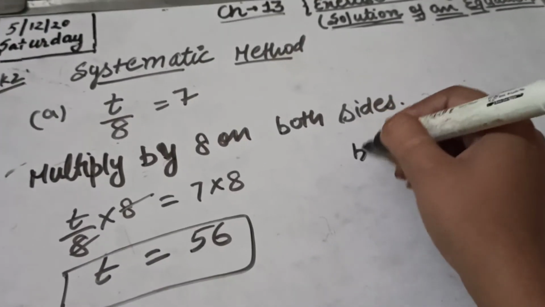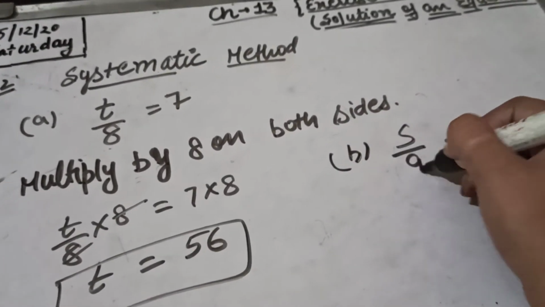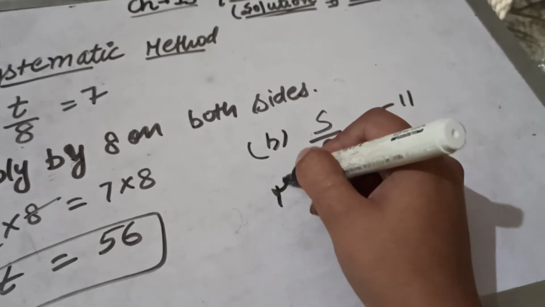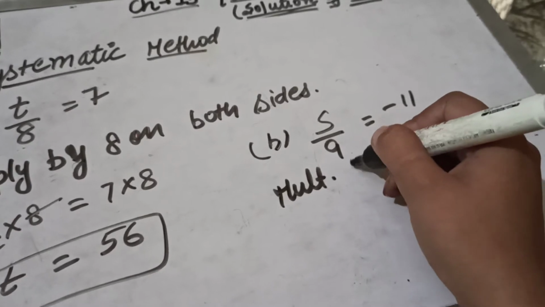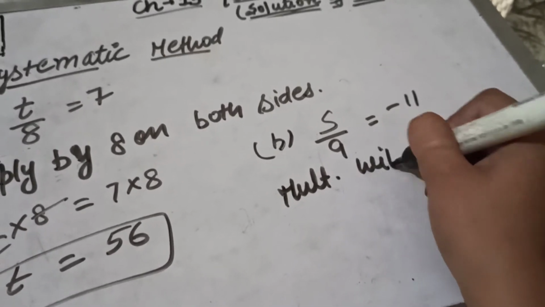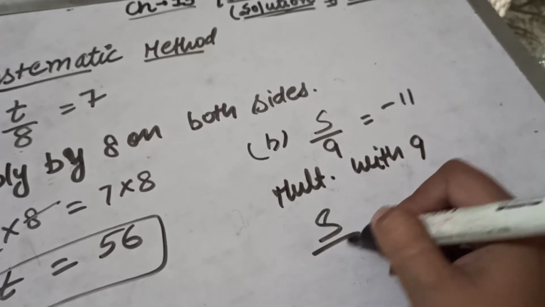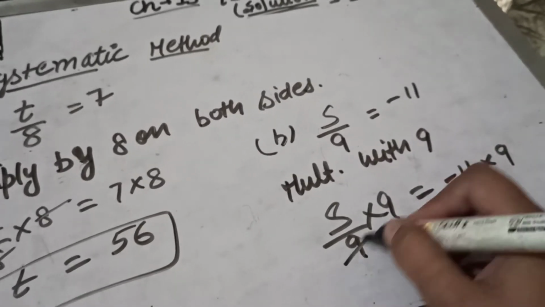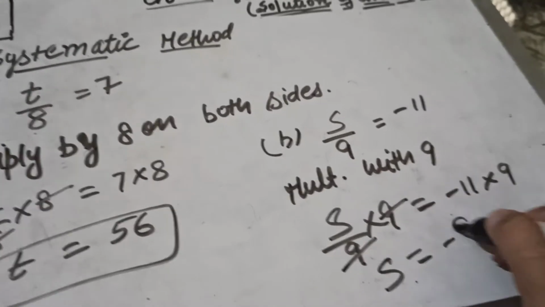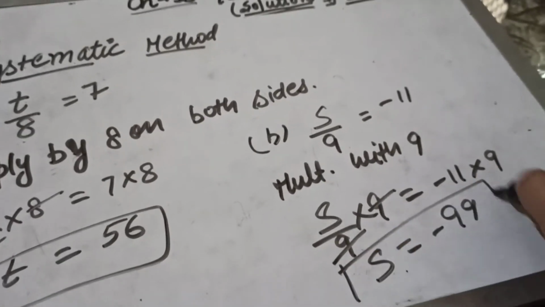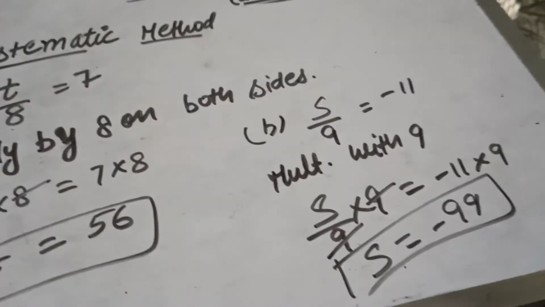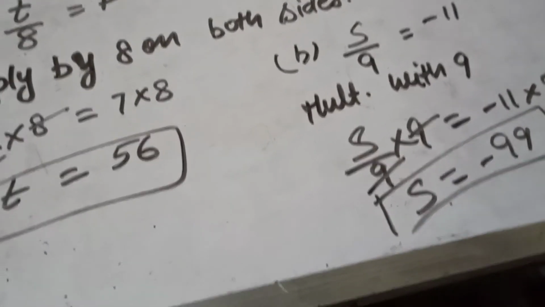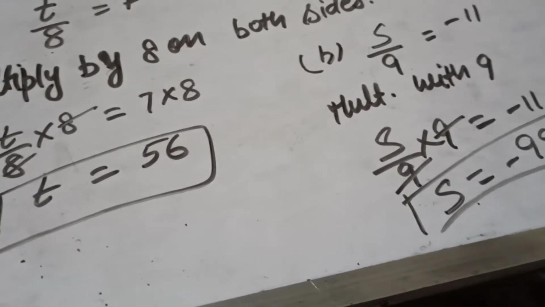Now see B part. S by 9 equals minus 11. Again, 9 is division, so again multiply with 9. S by 9 multiply 9, minus 11 multiply 9. S equals minus 99. Right? The solution of this is minus 99. The rest three parts you will try yourself.